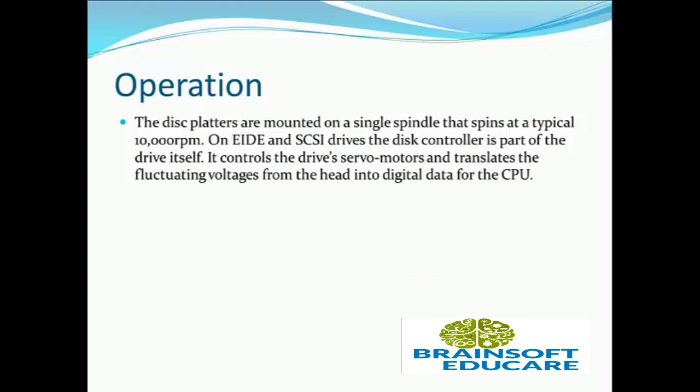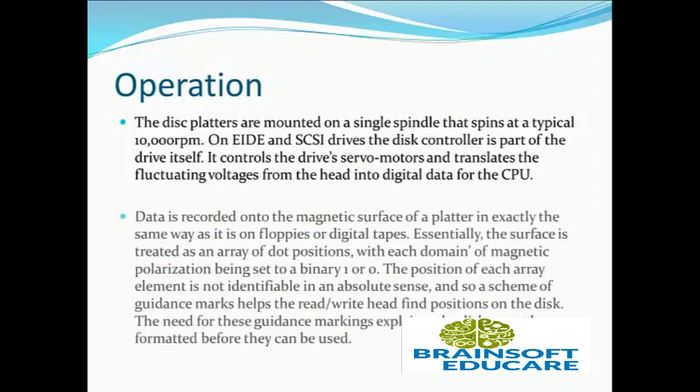The disk platters are mounted on a single spindle that spins at a typical 10,000 rotations per minute, which is called RPM in short. On EIDE and SCSI drives, the disk controller is a part of the drive itself. It controls the drive's servomotors and translates the fluctuating voltages from the head into digital data for the CPU.